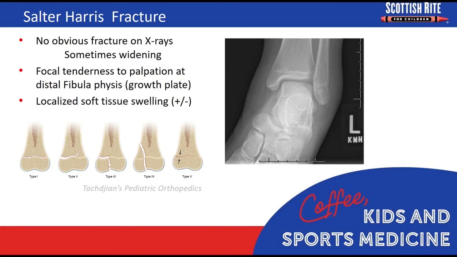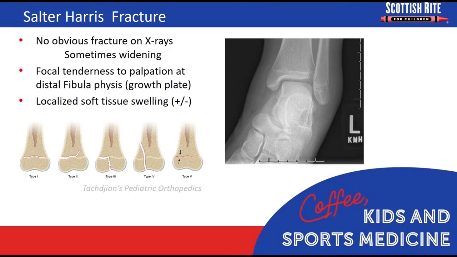So Salter-Harris fractures, classification of growth plate fractures from 1 to 5. So a Salter-Harris 1 is typically, unless it's displaced, a diagnosis made by clinical exam. X-rays will typically be normal, or there could be some mild widening of the growth plate right here. Salter-Harris 2, which happens to be the most common Salter-Harris classification we see, is through the growth plate and up into the metaphysis of the bone there.